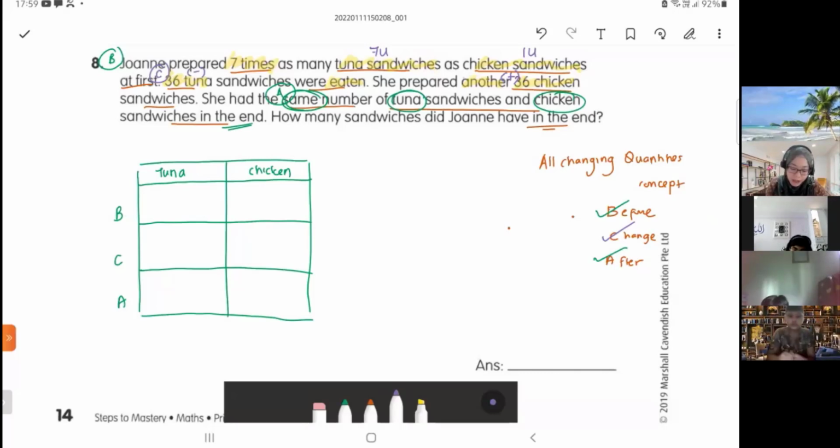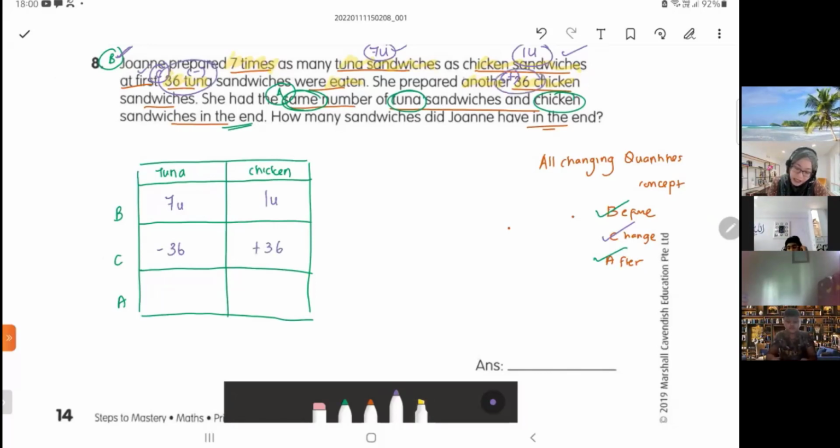Let's look. Before tuna, before is this row, tuna is here. What are you going to write here? 7 units. Then before chicken, chicken is this one, 1 unit. Now change tuna. Change is this row, tuna is this: minus 36. Now the next one, chicken. She prepared another 36 chicken, so plus 36.